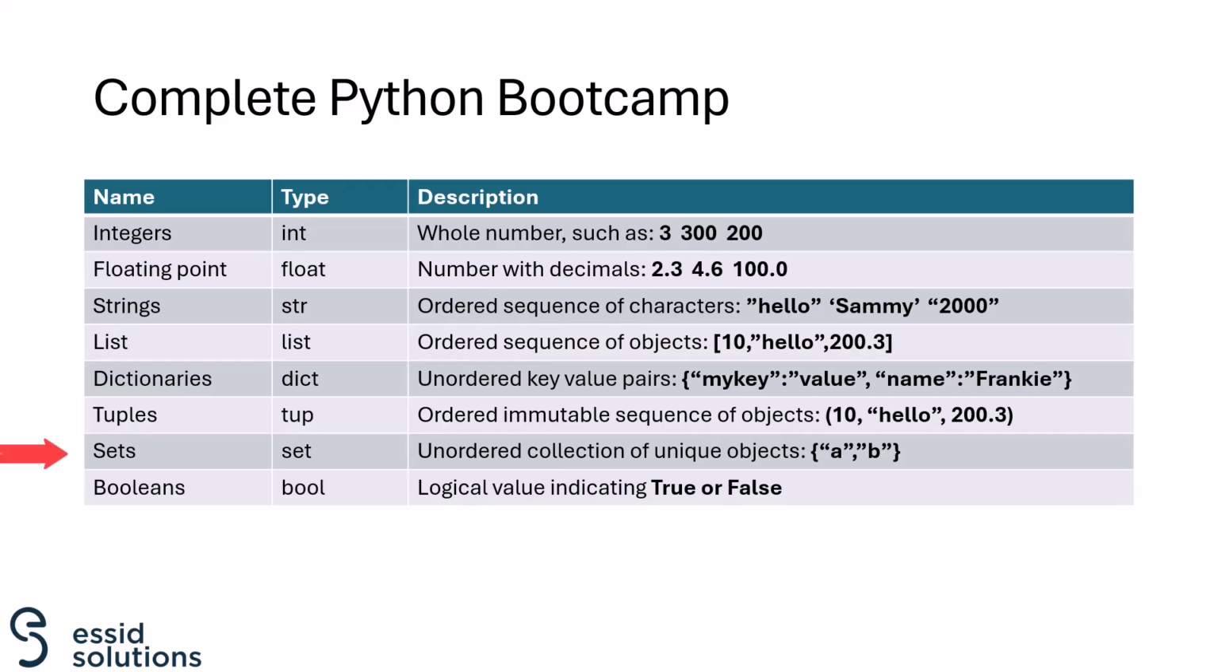Then we have sets, and sets basically are unordered collections of unique objects. Unlike dictionaries, they don't have key value pairs, just unique items in an unordered collection. Finally, we come to Booleans, which are simply logical values true or false. Notice how Python requires a capital T for True and a capital F for False.